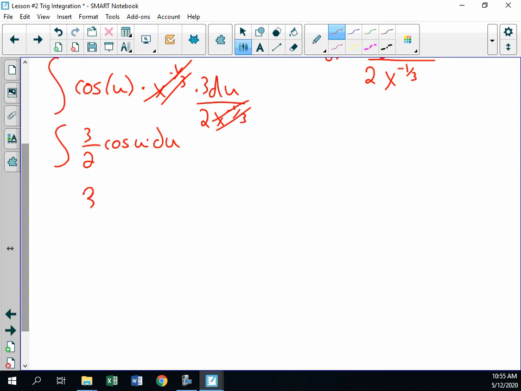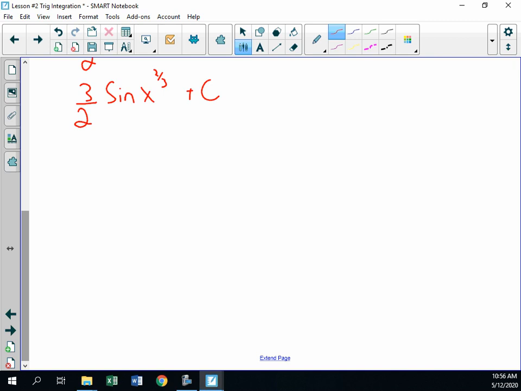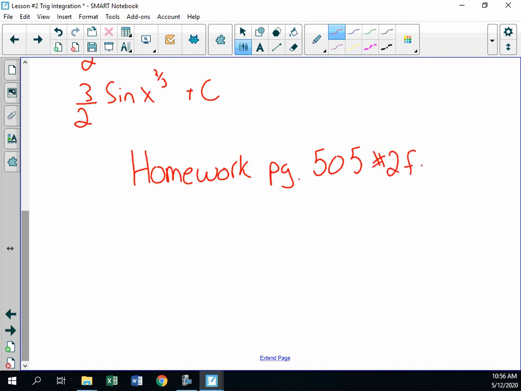From here, antiderivative, 3 over 2. We don't add exponents with our coses and our sines. Remember, the antiderivative is sine of u plus our constant. Add back in that x to the power of 2/3, that's my u. And there's my final answer. So I know this is a lot, especially because we just did trig last week. So I'll just assign a few of these. And give those a try.